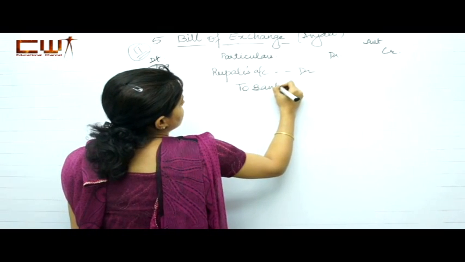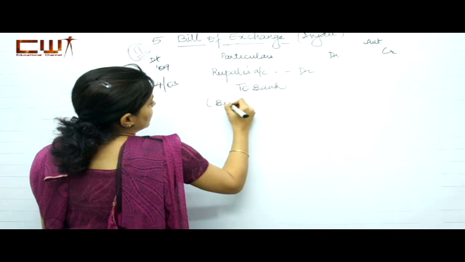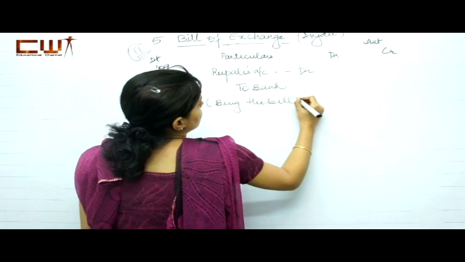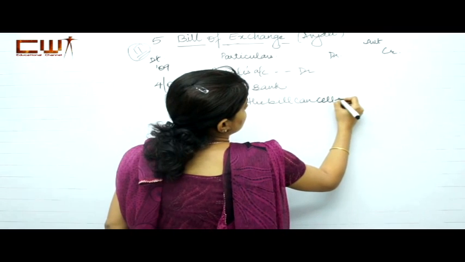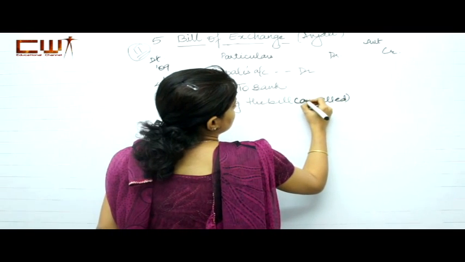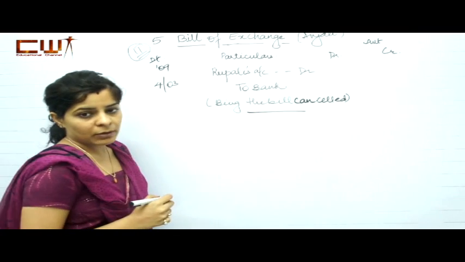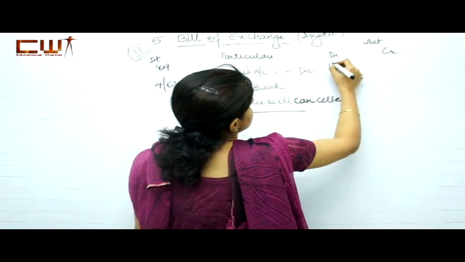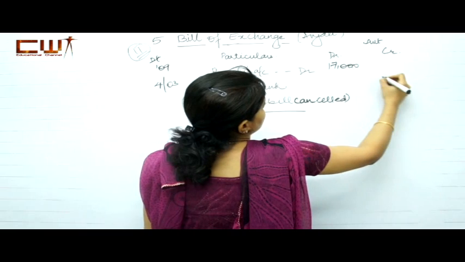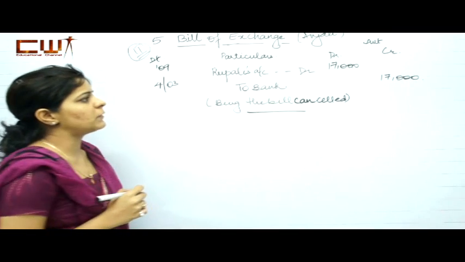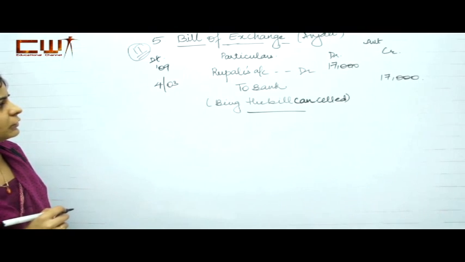To bank. This is what entry? Being the bill cancelled. Alright. How much the bill amounted for? 17,000. There's nothing to do with discount and all. Bill remains the same amount because she has to pay 17,000 finally to the bank.